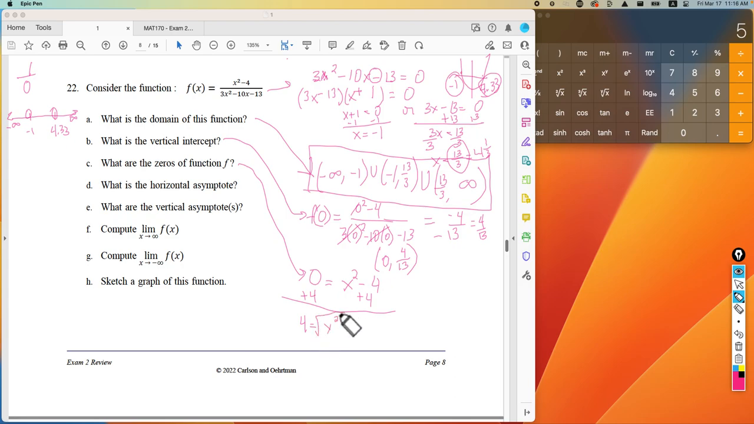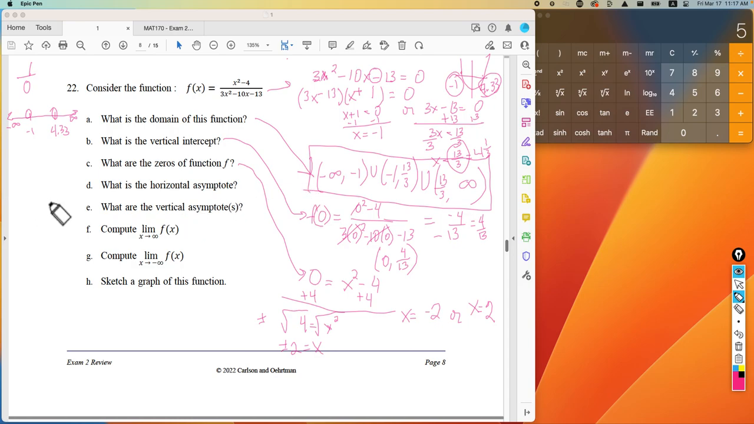If we take the square root, the thing you have to remember is that when you take the square root, you get both a plus and a minus, because when you square something, a negative squared is positive and a positive squared is positive. So we get plus or minus 2 is what x is. So really two answers, x equals negative 2 or x equals positive 2. So those are the zeros, or the x-intercepts.